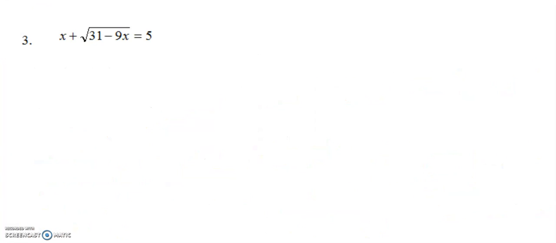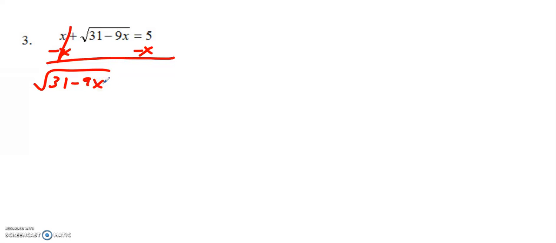Now for the real fun. Just like the previous 2 examples, we need to isolate the radical. So your first move would be to subtract x. Fine and dandy. However, when you have the square root of 31 minus 9x equal to 5 minus x, you all know that you can't combine these because they're unlike terms. So what do we do? Well, just like the last examples, if I want to get rid of that square root, we need to square both sides.